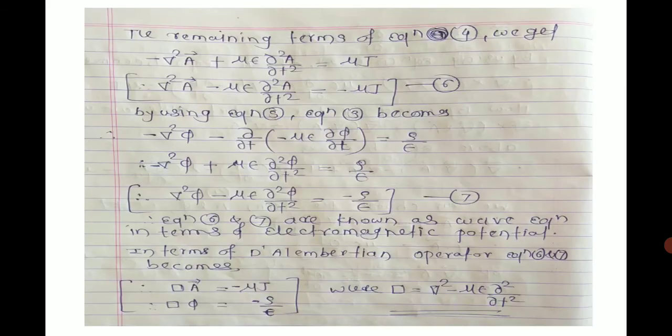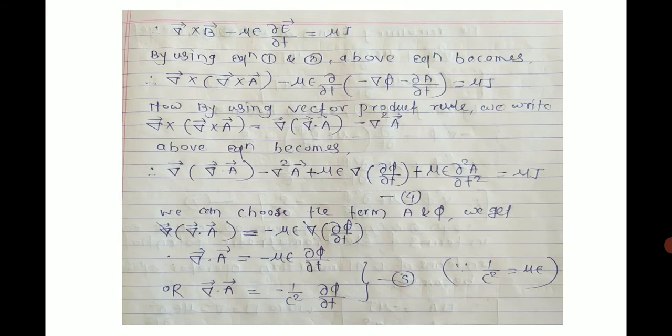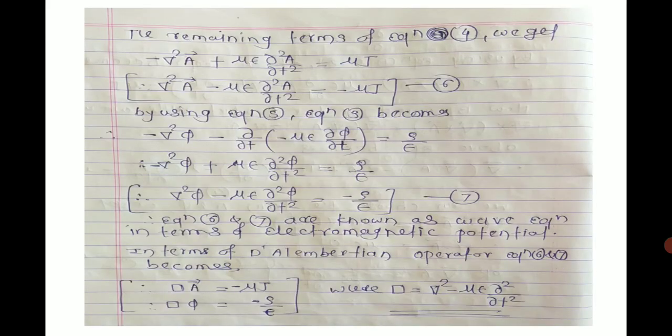Okay. Then in the next step, for the remaining terms of equation 4, we take the term del (del dot A plus mu epsilon del phi). The remaining terms are minus del square A plus mu epsilon del square A by del t square is equal to mu J. Then multiplying throughout by minus 1, del square A minus mu epsilon del square A by del t square is equal to minus mu J. This is equation number 6.